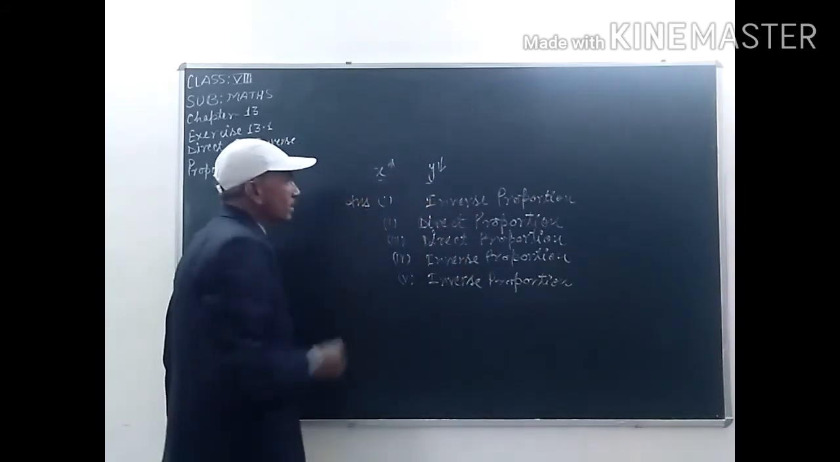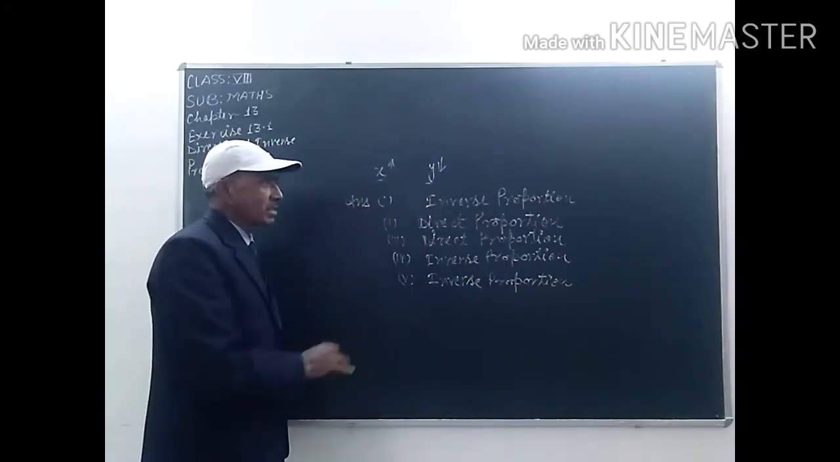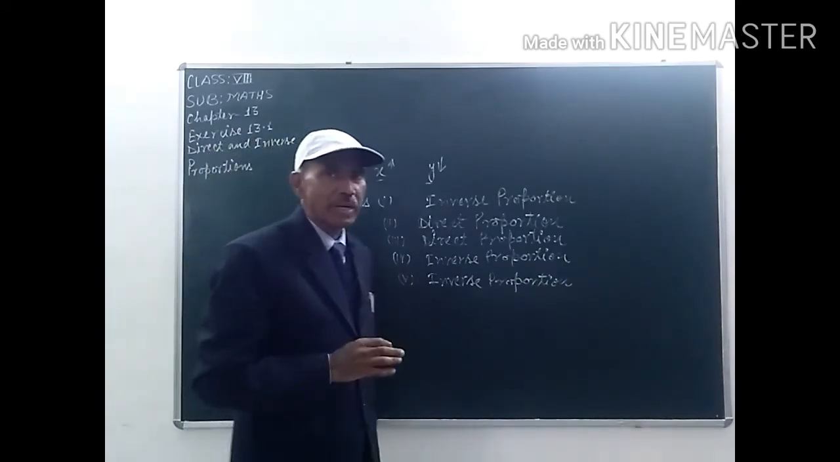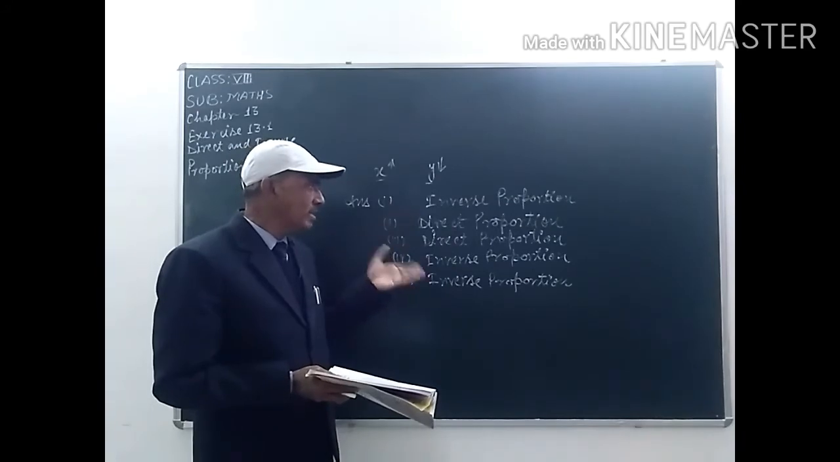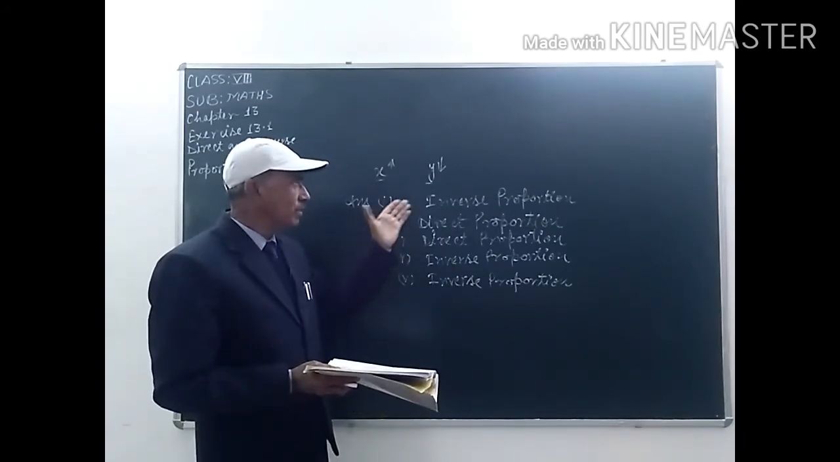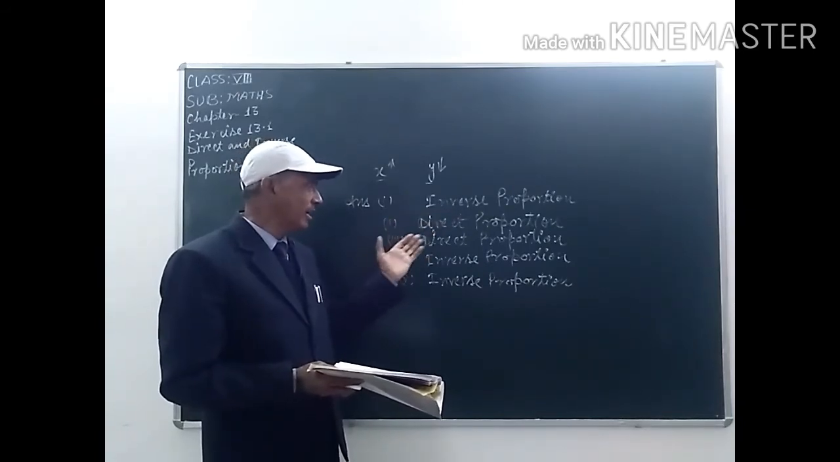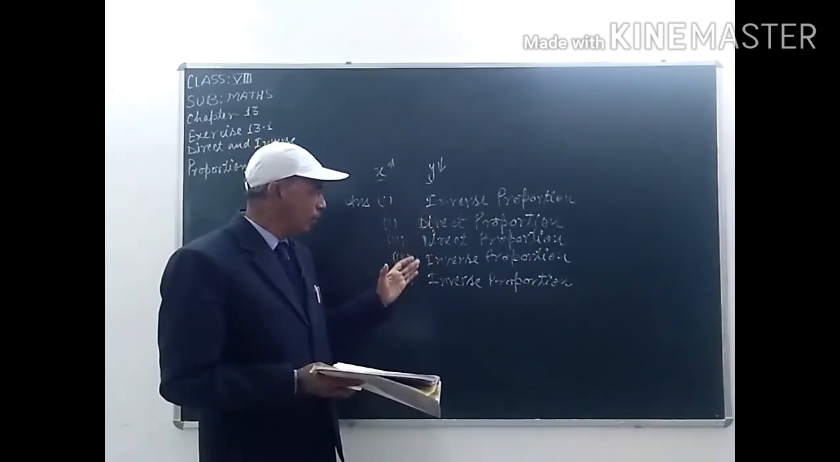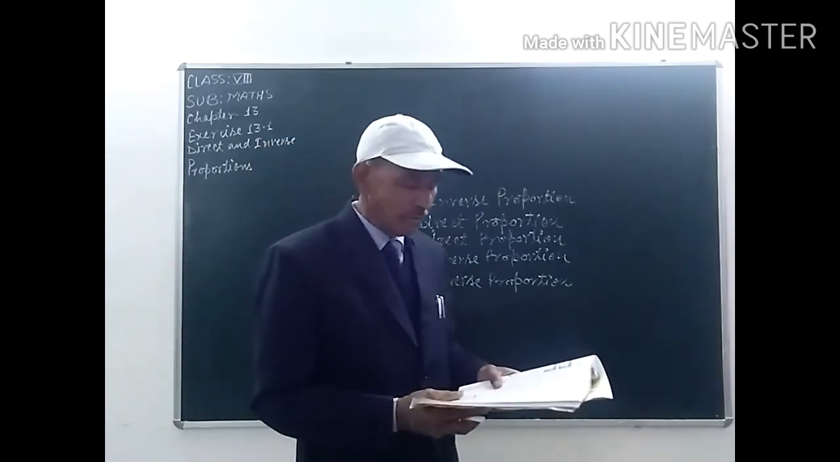Clear, students? This was question number one, and in this question there are 5 statements related to inverse and direct proportions. You had to find that the first statement is related to inverse proportion, the second and third are direct proportion, while the fourth and fifth statements are related to inverse proportion.